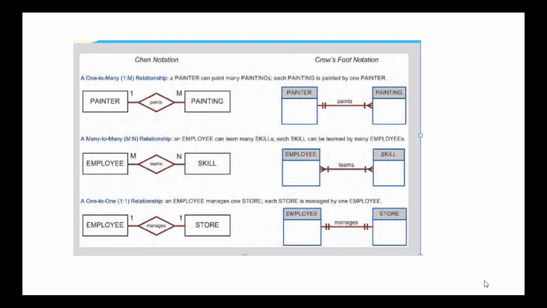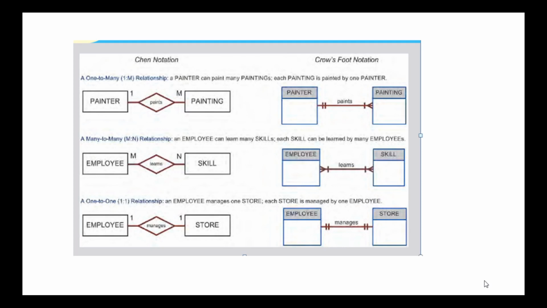This is a one to many relationship. What are the attributes in the painter table and painting table? Coming to the painter: painter number, painter name. All the attributes are written inside ellipse symbols, and those symbols are connected with connector lines to the rectangle box.